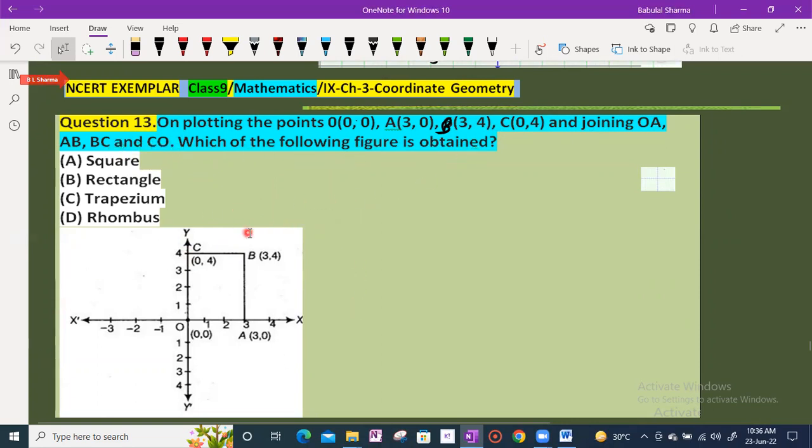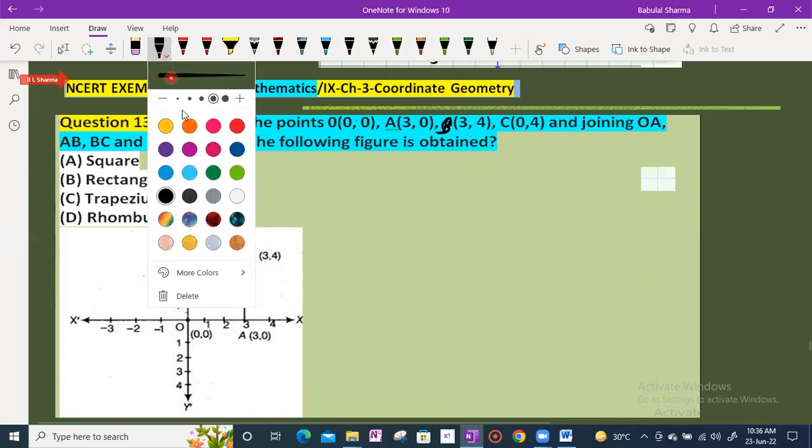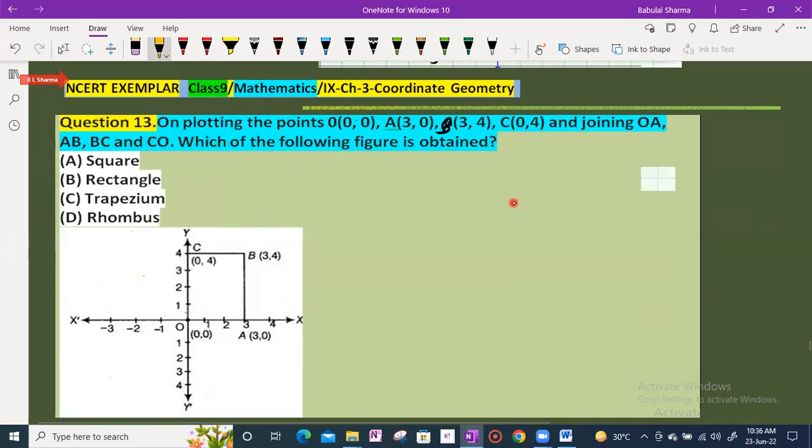This figure is obtained, but what kind of figure is this? Is it a square? Is it a rectangle? Is it a trapezium? Is it a rhombus? यह फिगर जो बना है आपके पास में, कैसा फिगर है? What kind of figure is this? कैसा शेप है आपके पास में?